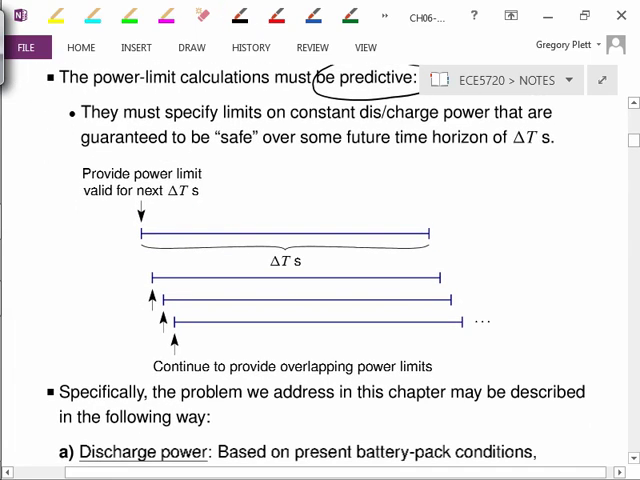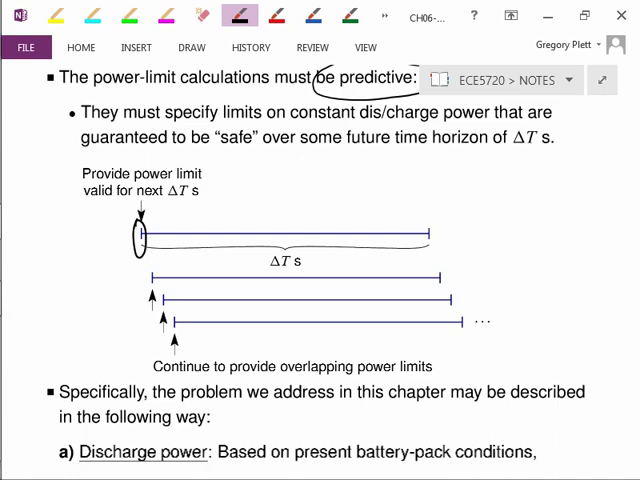This picture attempts to show that. So right now I'm right here in time, and the horizontal axis is a time axis. Right now my job is to compute a power limit number valid for the next delta t seconds in the future, such that if I say 10 kilowatts, the load is permitted to draw 10 kilowatts continuously for that delta t seconds, and I am guaranteeing that no damage will be done if that happens.